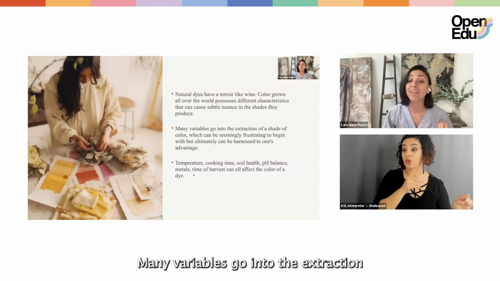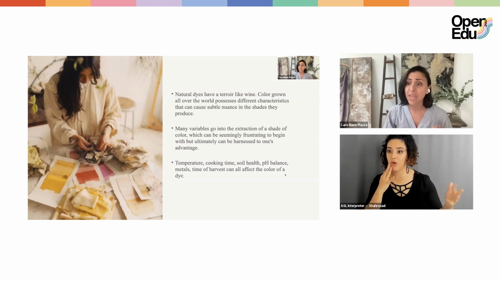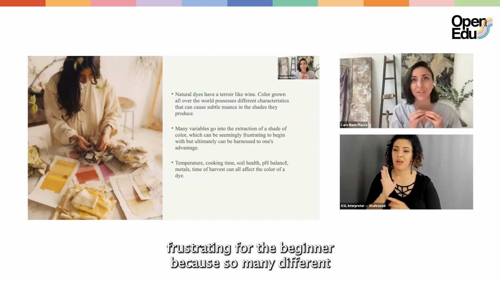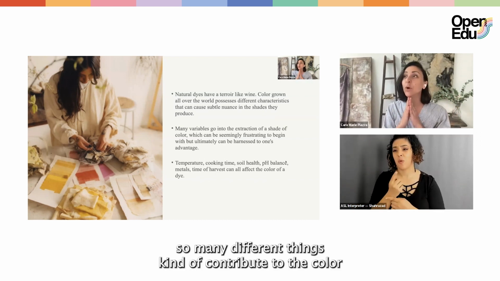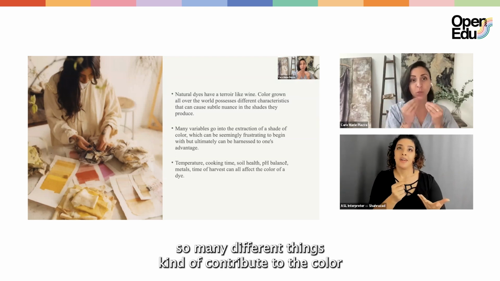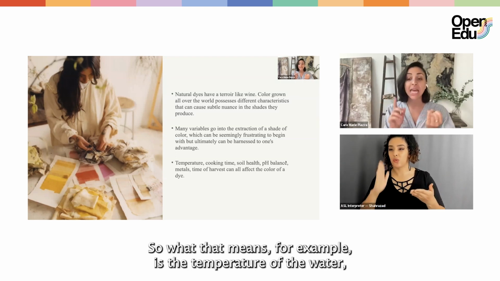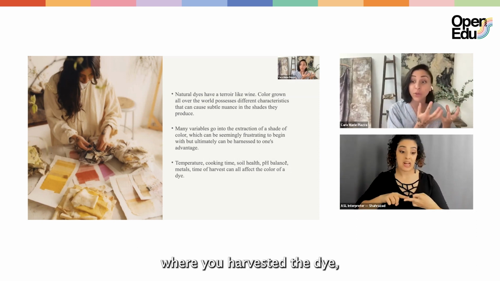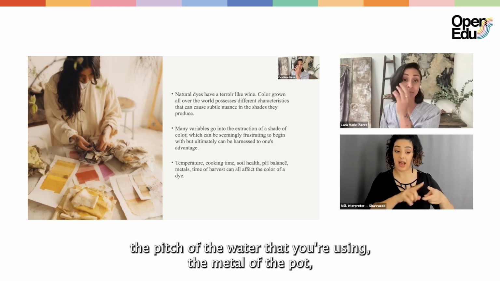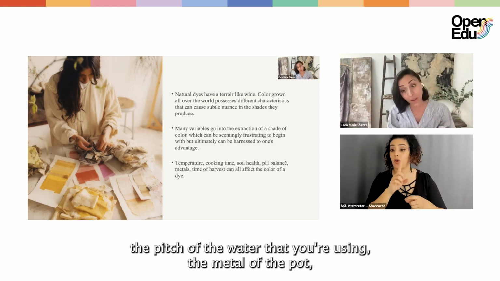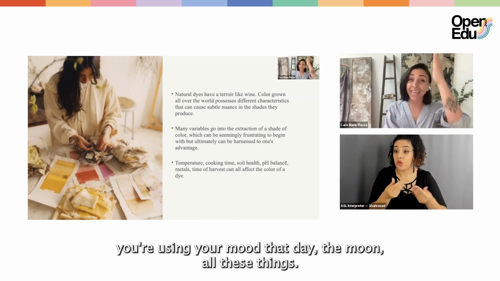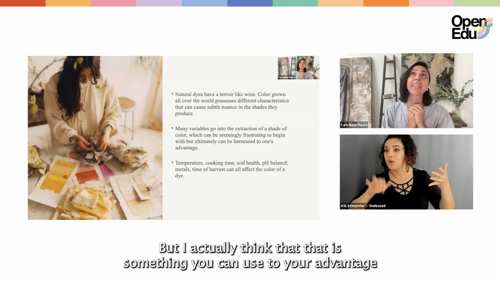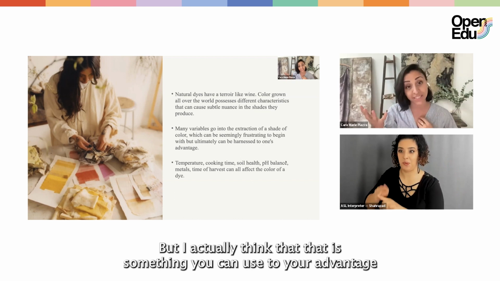Many variables go into the extraction of a shade of the color, which can be a little bit frustrating for the beginner because so many different things contribute to the color that you're getting. So what that means, for example, is the temperature of the water, the time that it took to cook the dye, the health of the soil where you harvested the dye, the pH of the water that you're using, the metal of the pot you're using, your mood that day, the moon, all these things you have to track to be able to get your color. But I actually think that that is something you can use to your advantage later.